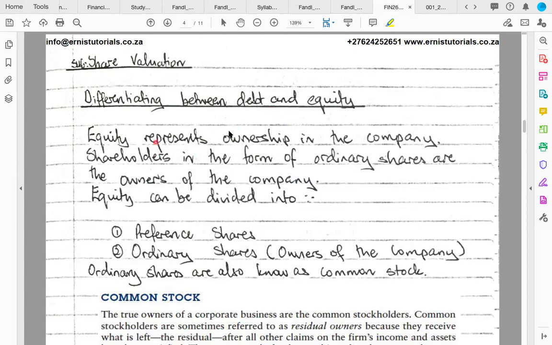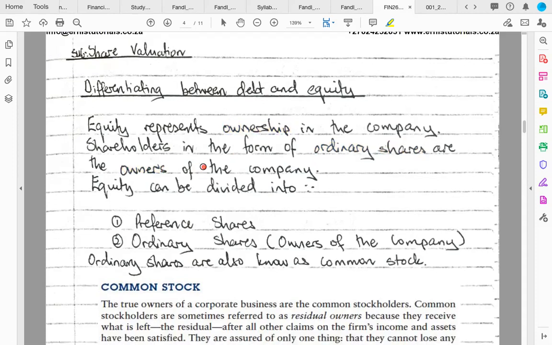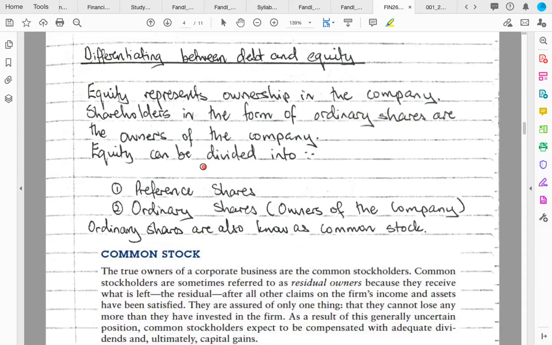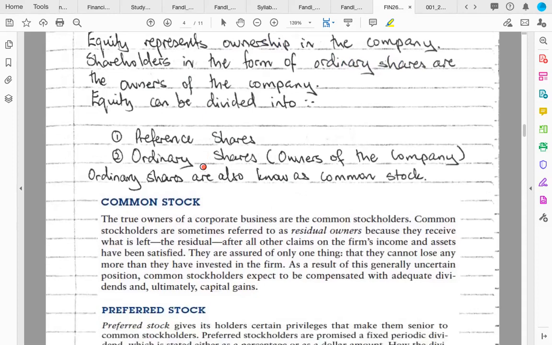Like I said, equity represents ownership. This is very important. Equity represents ownership in the company, right? So shareholders in the form of ordinary shares are the owners of the company. If you have shares in a particular company, you are an owner of the company. Whereas if you loaned money to a company, you're not an owner, you are just a lender to the company.